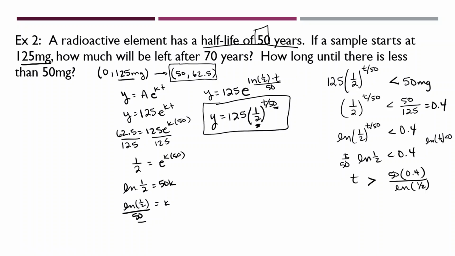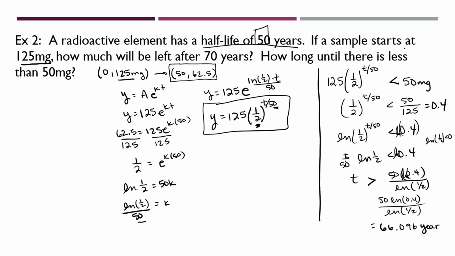Okay, actually we lost something here. When I took the natural log, I forgot to take it of this side. So I need a natural log here, and I need a natural log of the 0.4. So when I do 50 times the natural log of 0.4, and I divide by the natural log of a half, I end up with 66.096, and this is in years. So it'll take a little more than 66 years for us to have less than 50 milligrams. Okay, so that is this question.